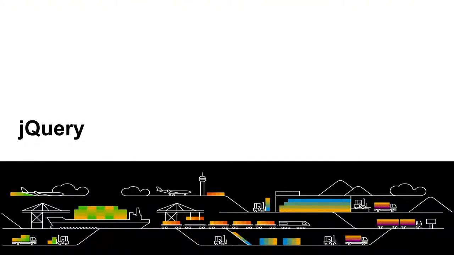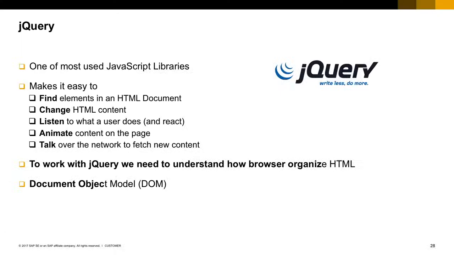So let's go a little bit deeper into the JavaScript world and take a look at a library called jQuery. This is one of the most used JavaScript libraries, and jQuery is an abstraction on several tasks that you commonly perform with JavaScript. So with jQuery, it's a lot easier to find elements on an HTML document, to listen to events, or change the content, for example, create new elements, and also make calls over the network to some web services, for example.